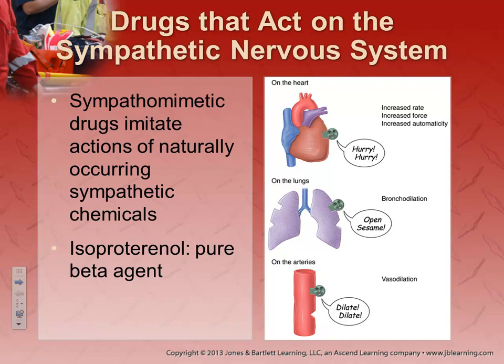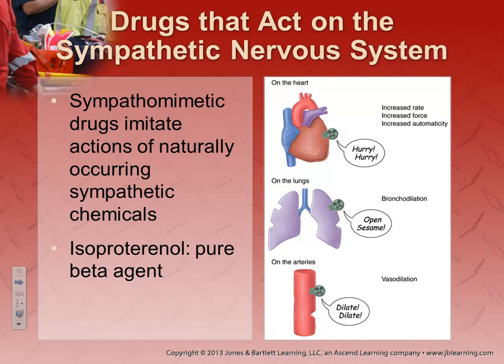Remember this term, sympathomimetic? It just mimics the effects of the sympathetic nervous system on the heart. A sympathomimetic is going to increase rate, increase force, increase automaticity. Remember, the sympathetic nervous system increases everything, except on the lungs, it's going to bronchodilate, but it's going to have to find that receptor in order for it to work.